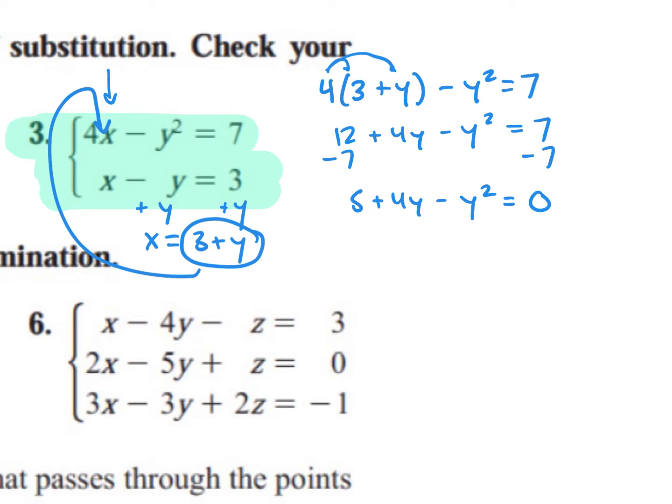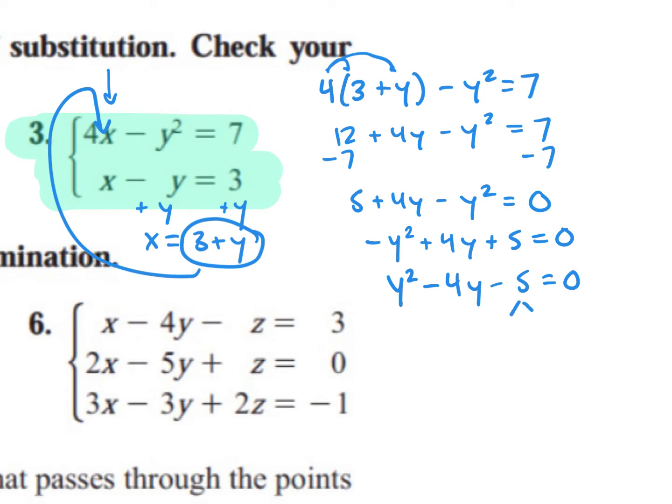Not FOIL, but factor. But you have the right idea. So I'm going to put this in standard form. So I have negative y squared plus 4y plus 5 is equal to 0. I like to factor when my leading coefficient is positive 1, so I'm going to divide everything by negative 1. Just change the signs of everything. So this becomes positive y squared minus 4y minus 5 equals 0.